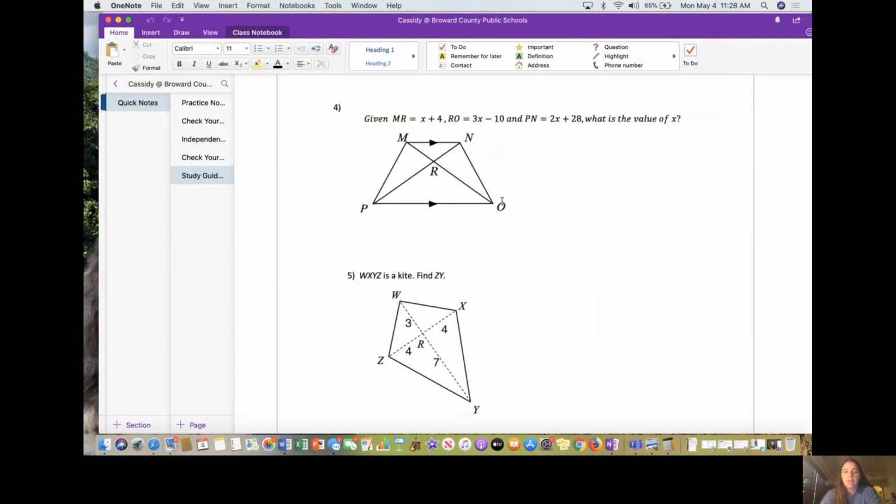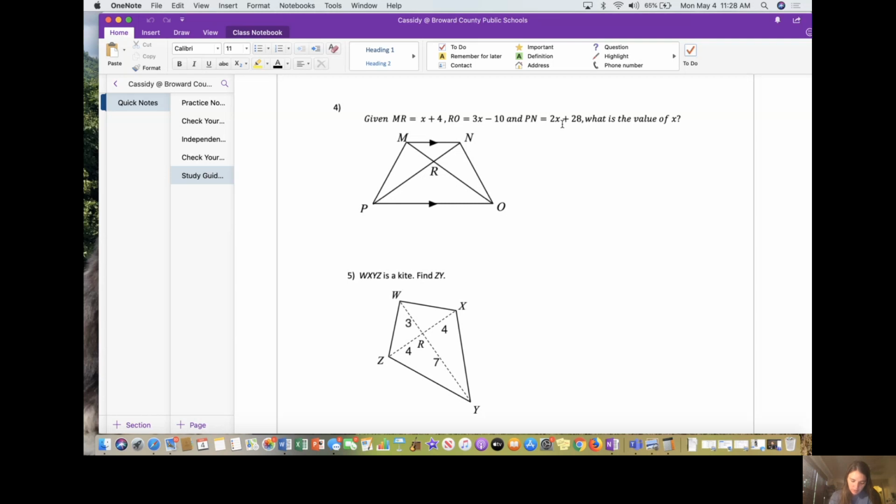They give us that this piece here is x plus 4, and this piece is 3x minus 10. And then they give us this other diagonal is 2x plus 28. But we know that MO is congruent to PN. They don't give us MO, though. They give us two pieces of MO that make up the whole thing. So all we're going to do is add MR plus RO and set it equal to PN, because MR plus RO equals MO.